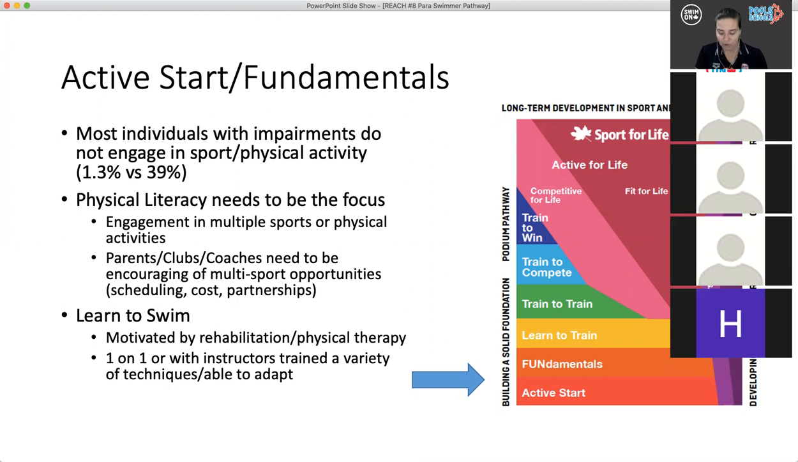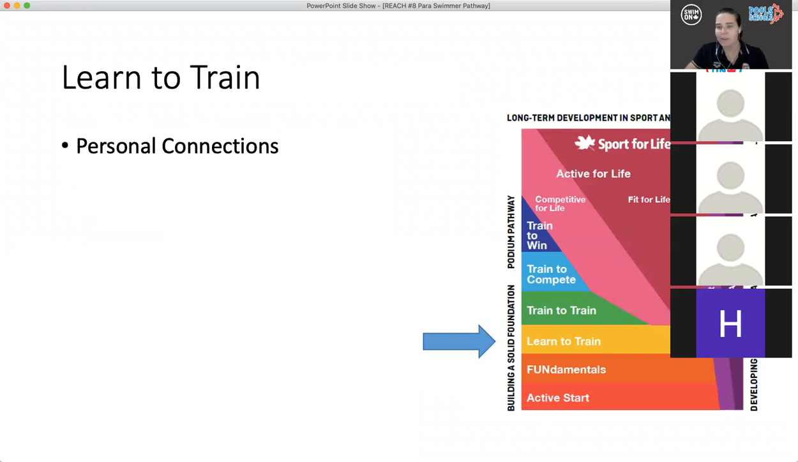Well, right now I am currently working on a Learn to Swim instructors training resource that we're hoping to get out to the Life Saving Society, to the YMCAs, so that their instructors are better educated when it comes to working with athletes with an impairment. So next we move up our model here, and we are Learn to Train. So Learn to Train is when we're entering into clubs.